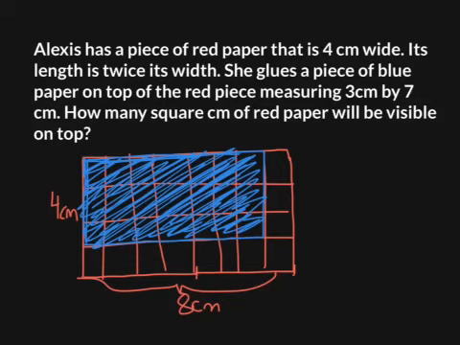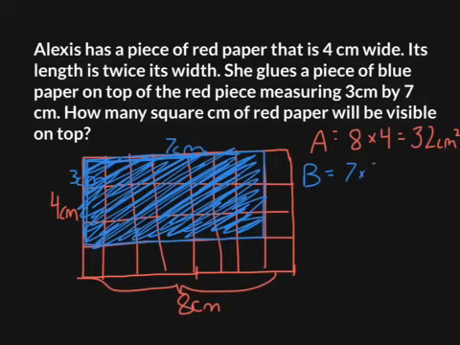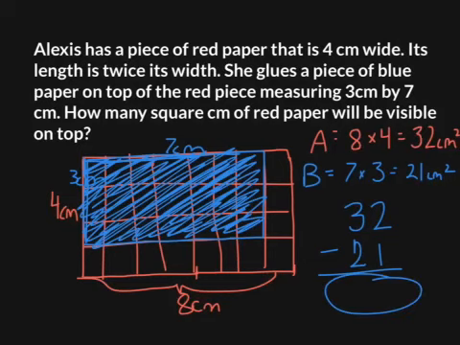If I calculate the area for the red piece of paper, I remember my area formula is length times width. In this case, my red piece of paper is 8 by 4, so that ends up being 32 centimeters squared. The area of my blue piece of paper is 7 centimeters by 3 centimeters, so it's 7 times 3, which equals 21 centimeters squared. If I take my red piece of paper and subtract the amount that my blue paper is covering up, I will get the number of square centimeters of red paper that is left.